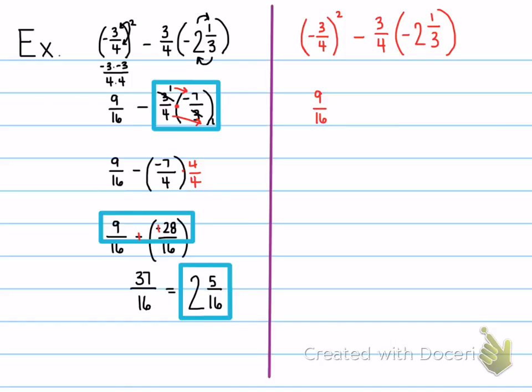But what I'm going to do here before I actually do the multiplication is I'm not going to deal with any minuses. So I'm going to take 9/16, and instead of minus -3/4, I'm going to change it to plus -3/4 times, and then -2 1/3 becomes -7/3. So I don't have that minus anymore. I already changed my minus to addition and took the opposite.